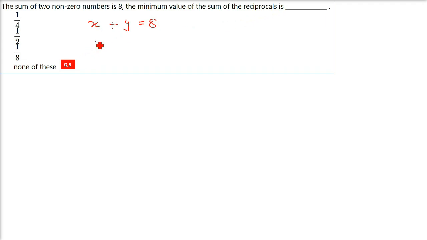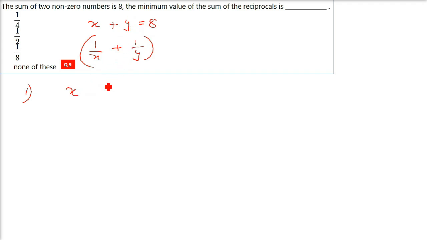The minimum value of the sum of its reciprocals. Reciprocal is just the number kept as a denominator below 1. So 1 by x plus 1 by y is the addition of the reciprocals. So we have the sum of two non-zero numbers as 8, that we have already made.